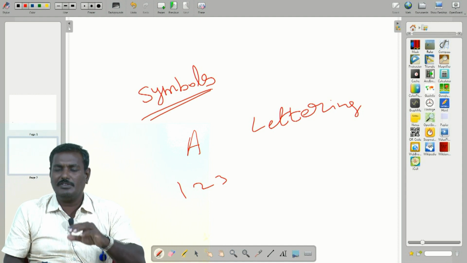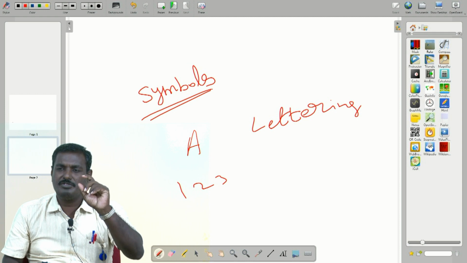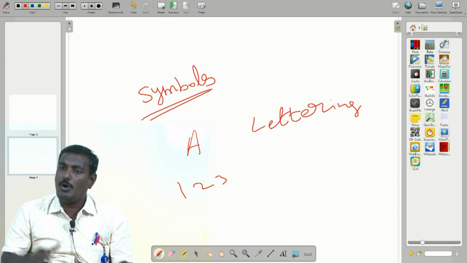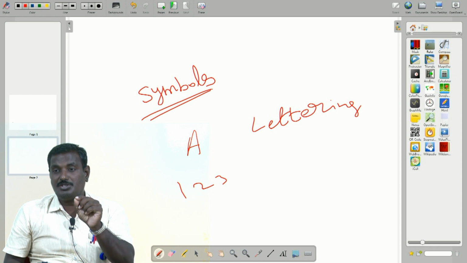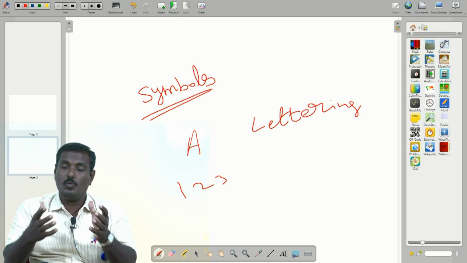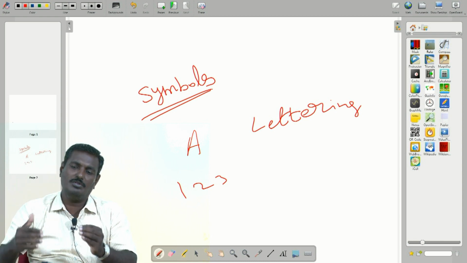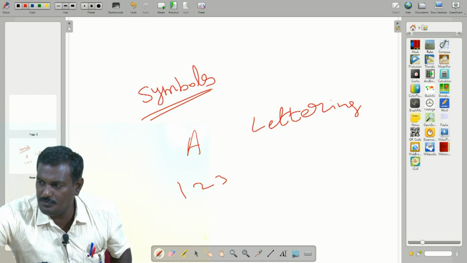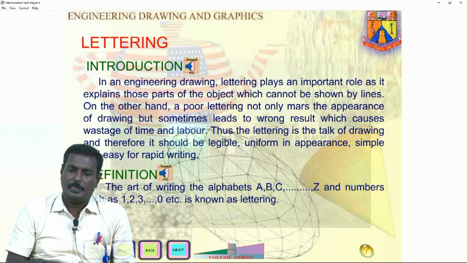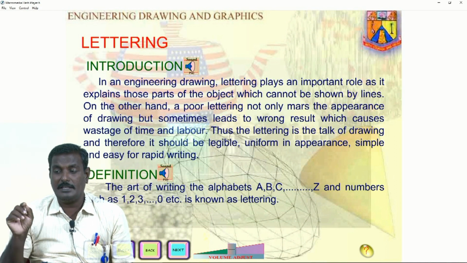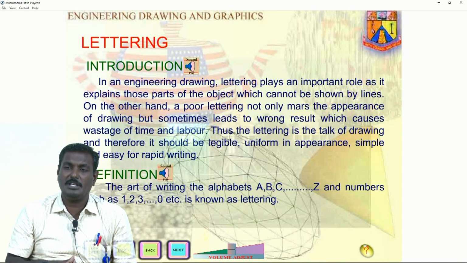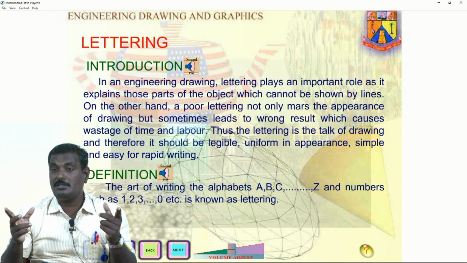So, what about lettering? Whatever symbol you look at, you see what it gives, what pronunciation, etc. But in our universal language, engineering graphics, how does it help? Lettering helps us in different ways: ideas and thoughts, different views, and where it is, how it looks, and in what position we have to make it in the drafting. That is the objective of lettering. In an engineering drawing, lettering plays an important role as it explains those parts of the object which cannot be shown by lines, because if you give a letter A and B, that names the edges.